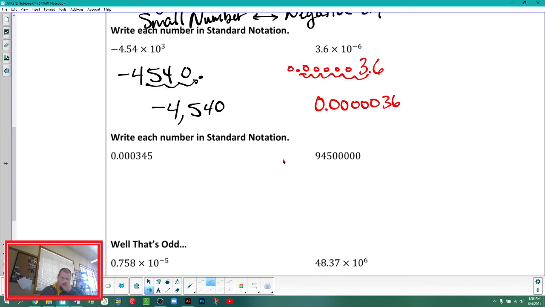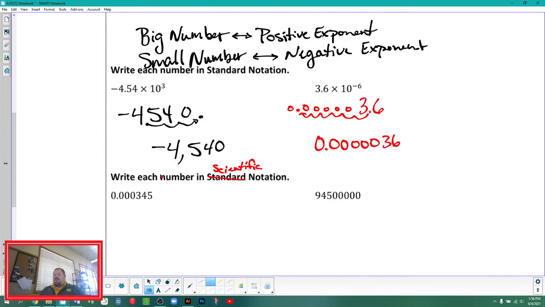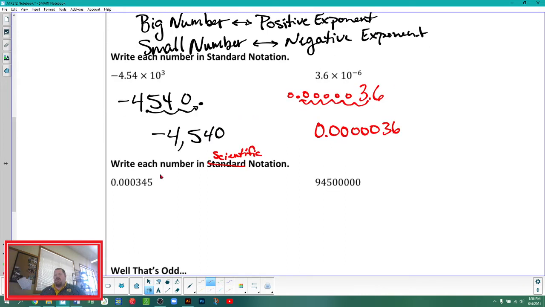Next one says to write each number in standard notation. They mean scientific. I mean scientific notation. Okay. So I'm still using that same rule. Big number, positive exponent, small number, negative exponent. This one is a small number, so it's going to have a negative exponent. Let's see how negative. 1, 2, 3, 4. I'm moving the decimal 4 times to be between the first two non-zero numbers. And it's a small number, so negative exponent.